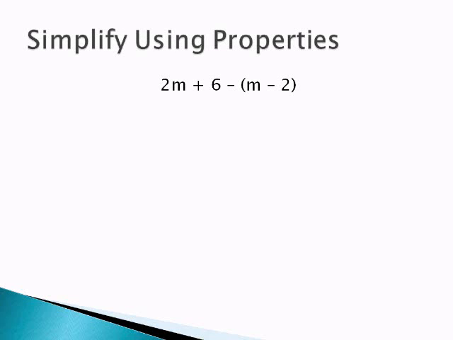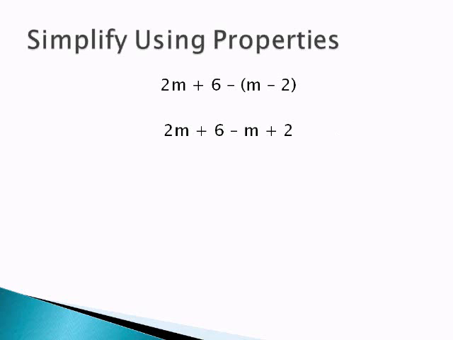So let's try and simplify using our properties. First thing I notice is we've got some parentheses to simplify through. So we're going to distribute this negative sign through the parentheses. So we're going to have a negative m and a negative negative 2. Well, two negatives make a positive. And so next it looks like this.